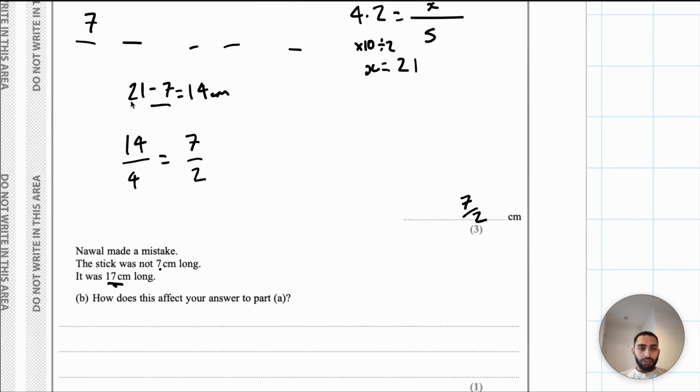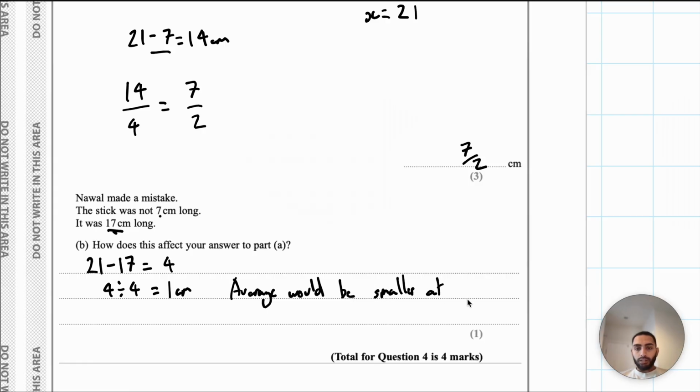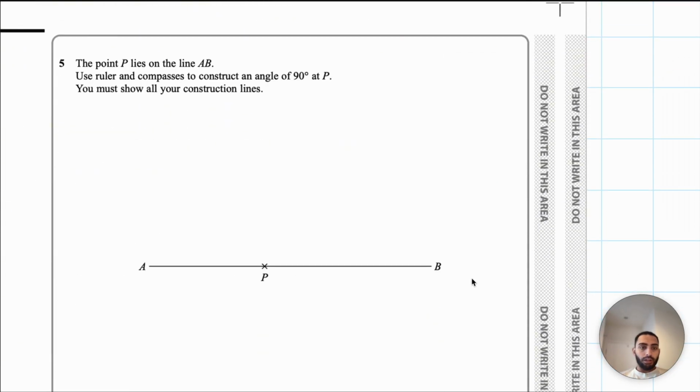So we can just continue the question on from here. We've got 21, take away 17 this time, which would be 4, and that 4 would be divided by 4, the frequency, which leaves us with an average of 1 centimeter. The average would be smaller at 1 centimeter.